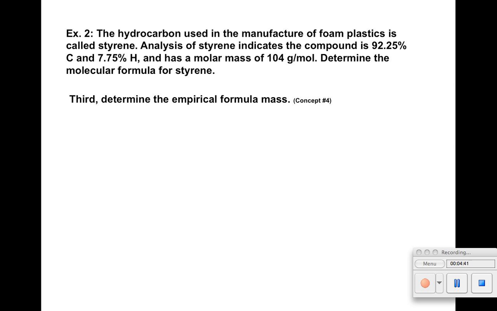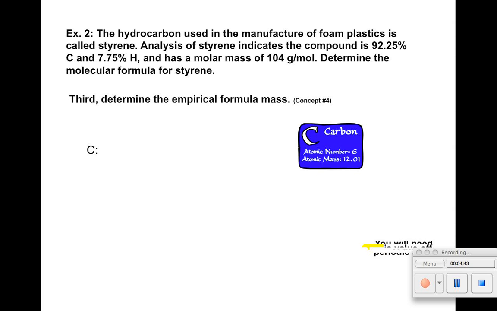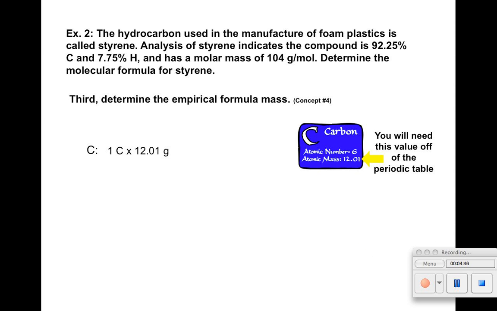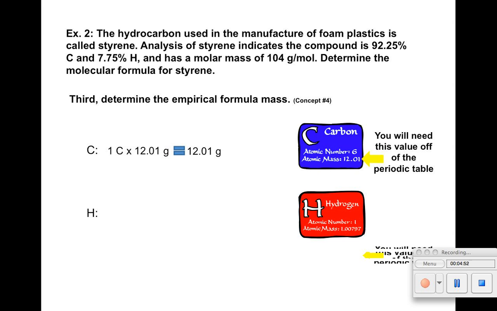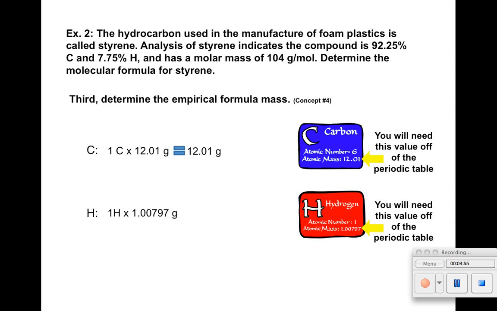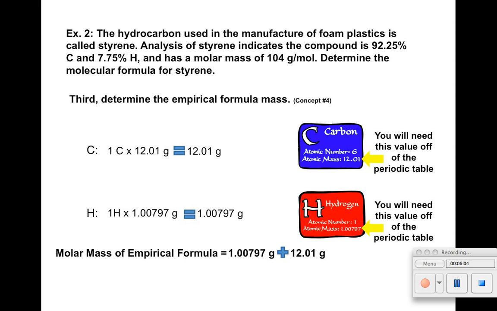It's CH. So we need to take the 1 carbon times the mass of carbon, and that gives us 12.01 grams. Then we need to take hydrogen, and that's 1 hydrogen times the mass of hydrogen, and we get 1.00797 grams. Then, like we've done all the way up to this point, we're going to add all these values together. So our molar mass of the empirical formula is 13.02 grams per mole.